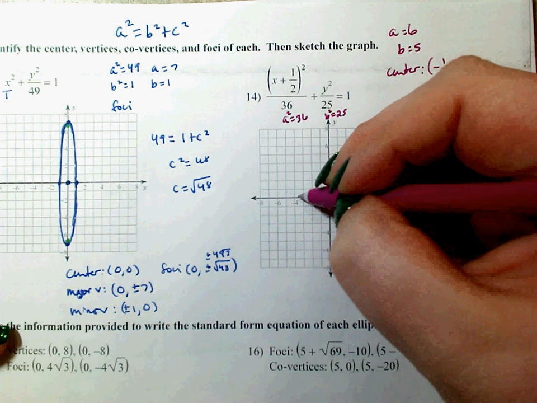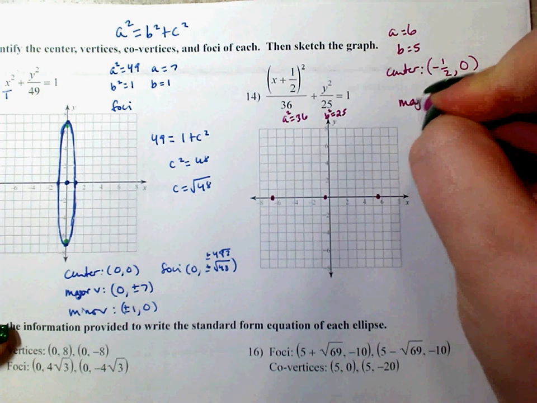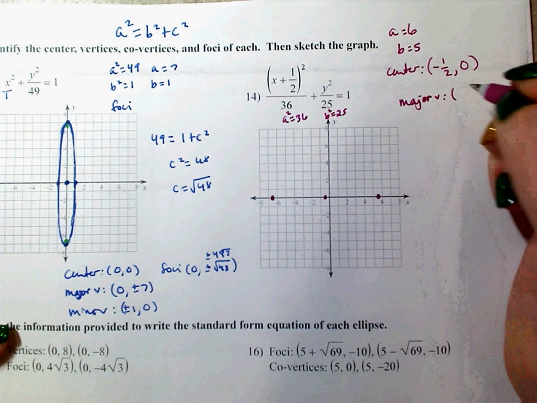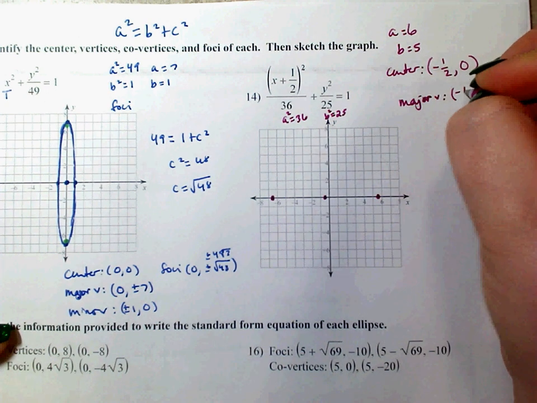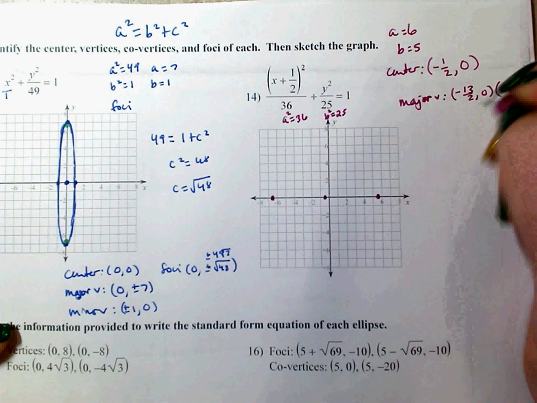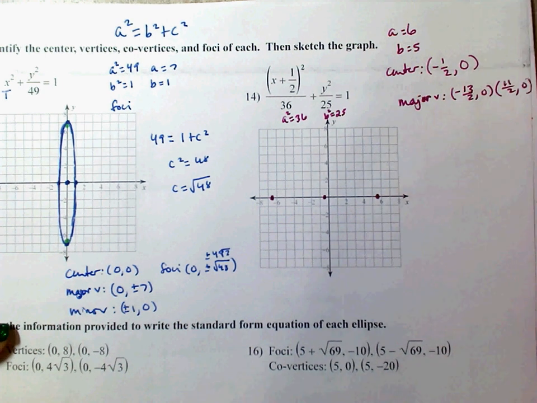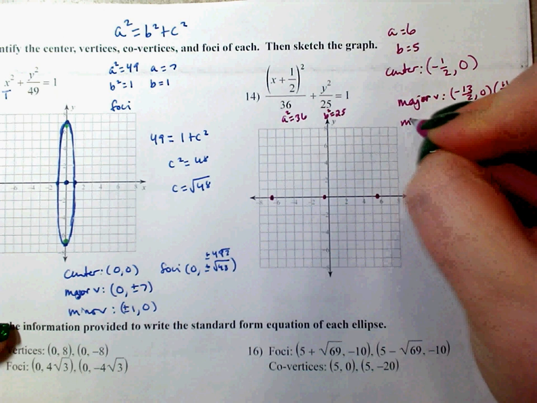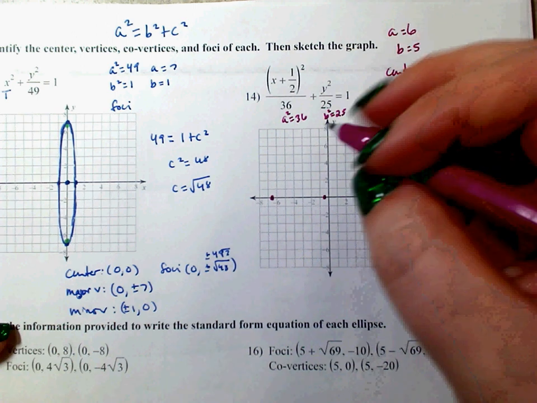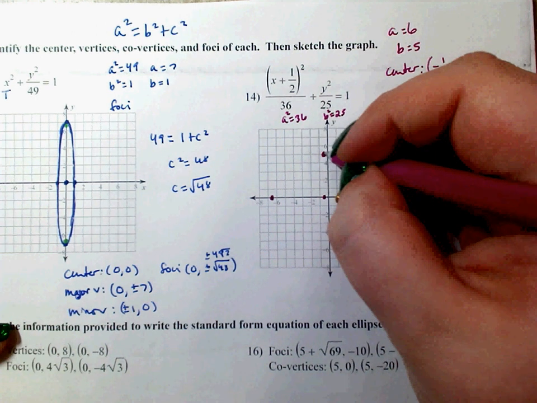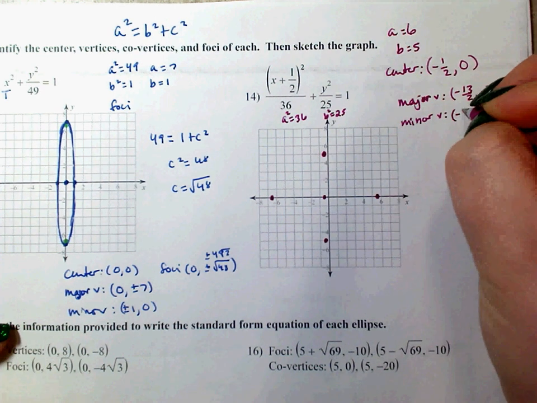Okay, so my major vertices are -13/2 and 11/2. And then my minor. It does say b squared is 25, which means go up and down 5. So 1, 2, 3, 4, 5, and 1, 2, 3, 4, 5. Which means my minor vertices are -1/2, comma 5, and -1/2, comma -5.